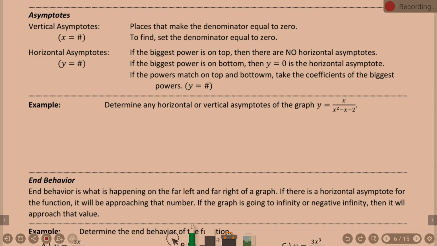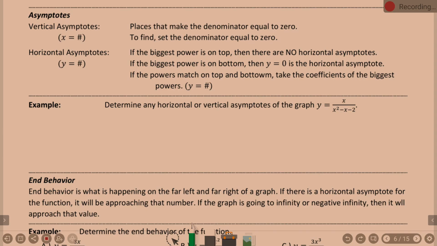Horizontal asymptotes. We had this last year because you got a cheat sheet with the information on it for the test. Horizontal asymptotes are y equals a number. If the biggest power is on top, there's no horizontal asymptote. If the biggest power is on bottom, y equals 0 is the horizontal asymptote. If the powers match on top and bottom, then you use the coefficients of the biggest power to make the asymptote there.